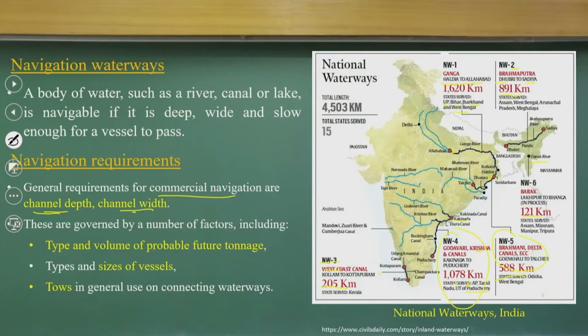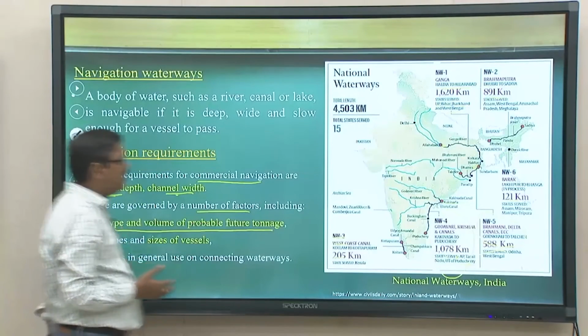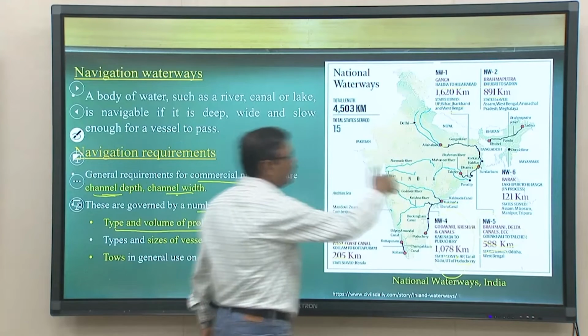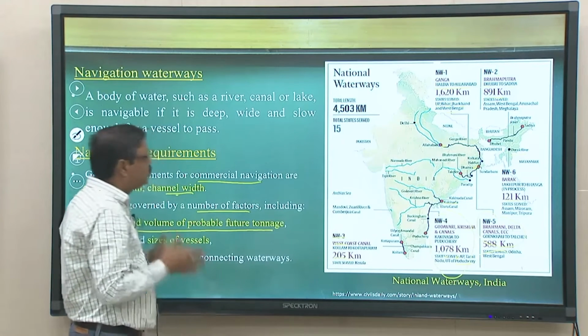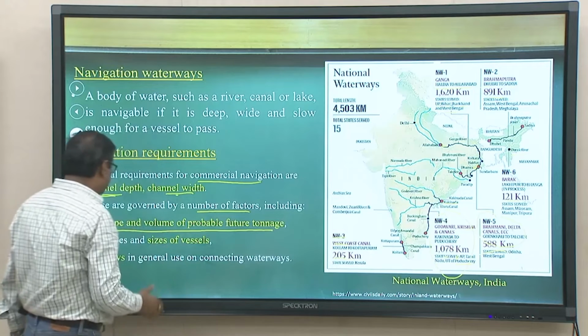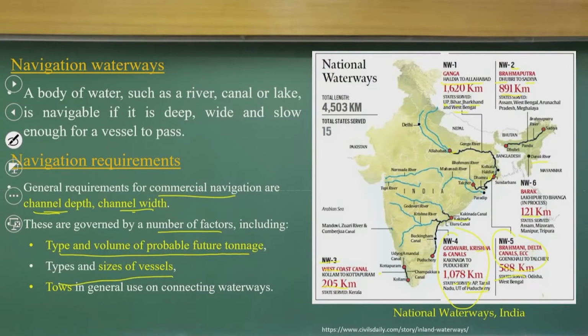So, what we look at also depends upon factors like the type and volume of the tonnage, what goods are being carried from one point to another. It is just a transport process. We should know how much goods we need to carry from point A to point B and from point B to point A through national waterways. We should know what type of vessels we are using, what the size of the vessels is, and the tools generally used in connecting these waterways.